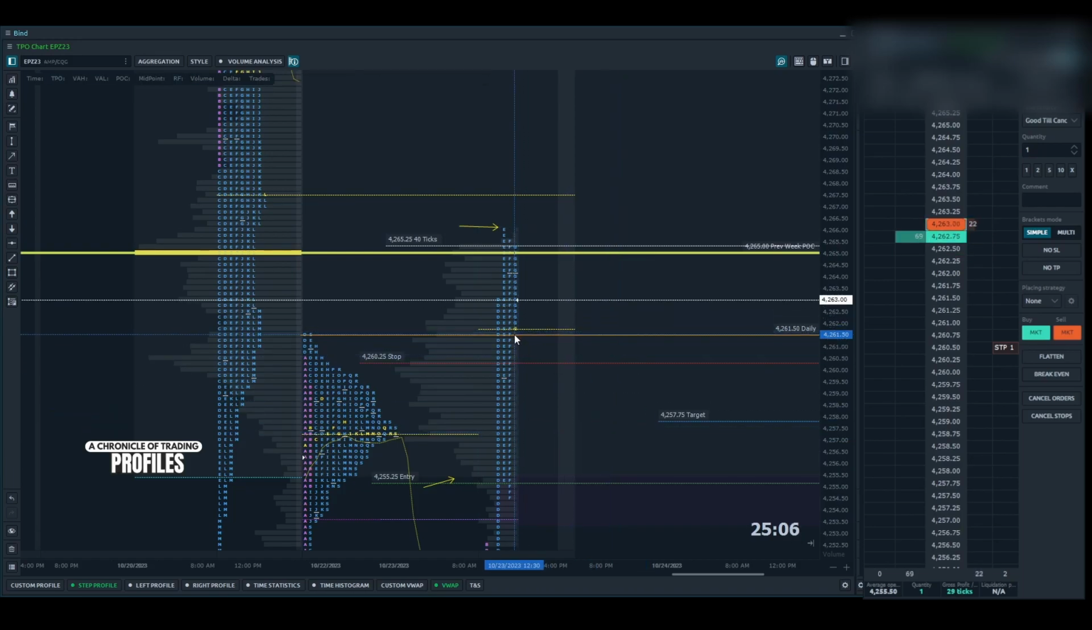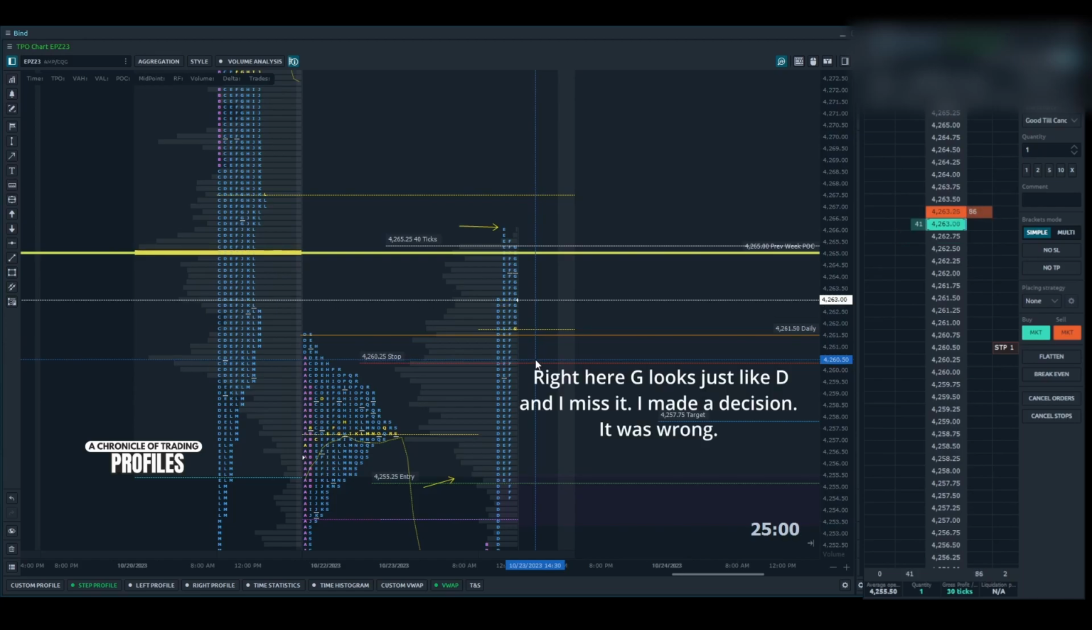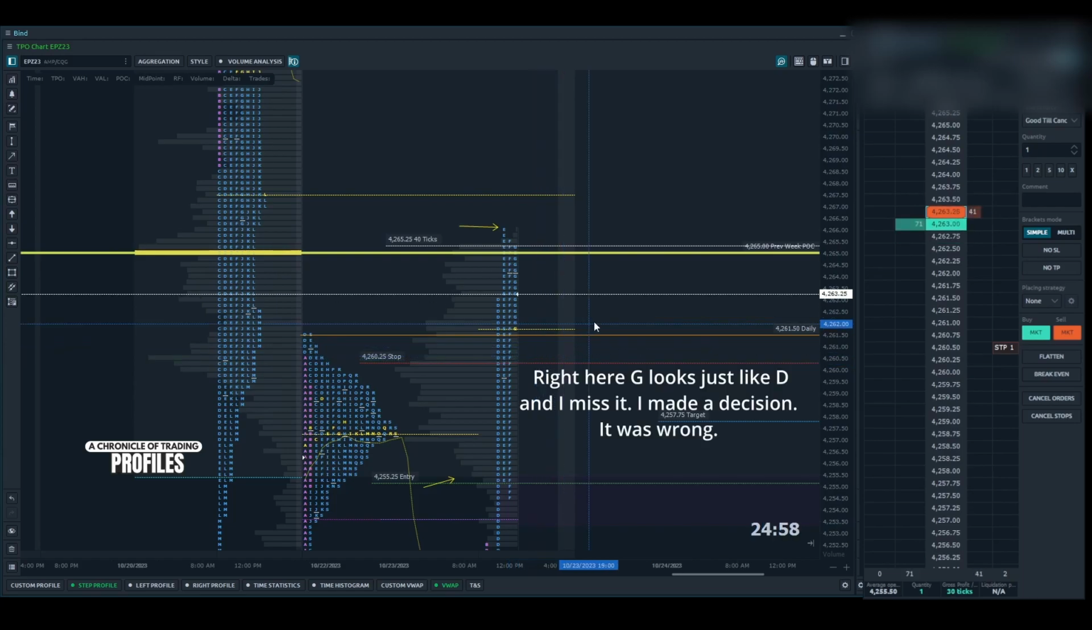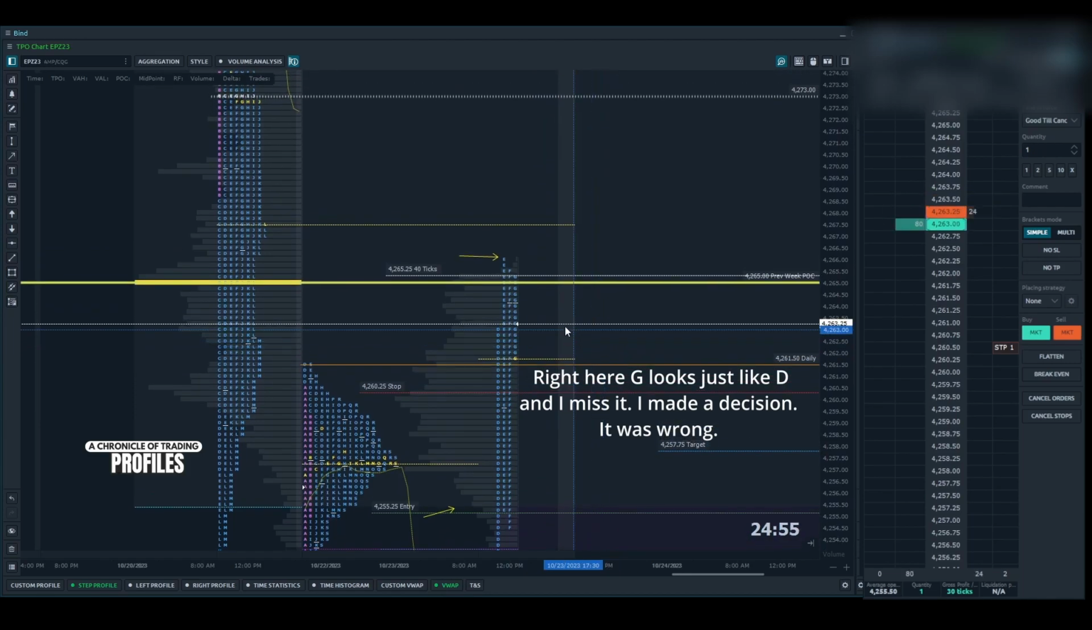See how it acts here at the overnight high. I'll give this basically one more chance to try to break this.